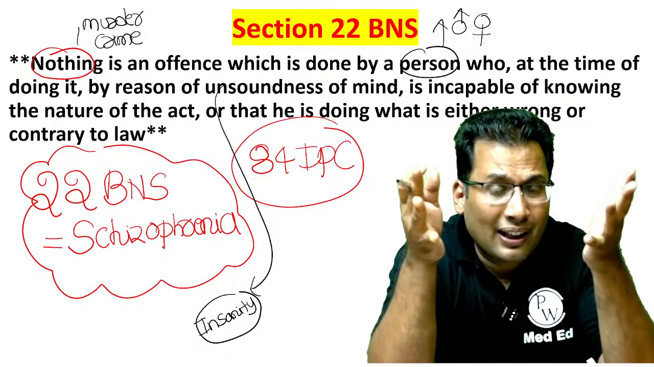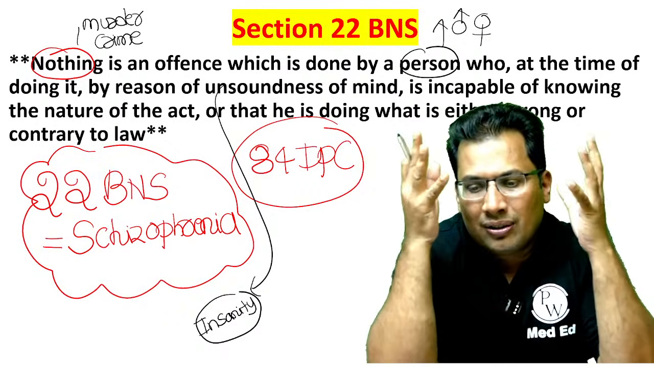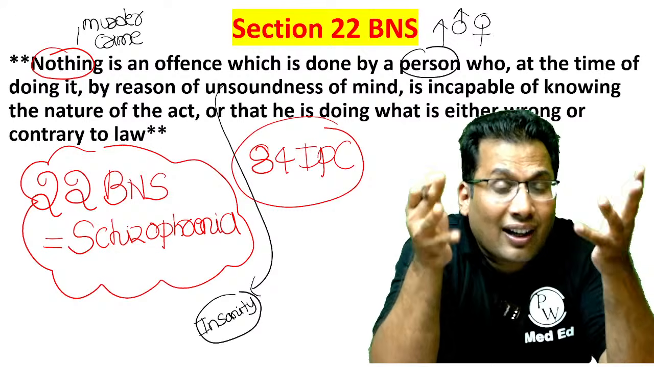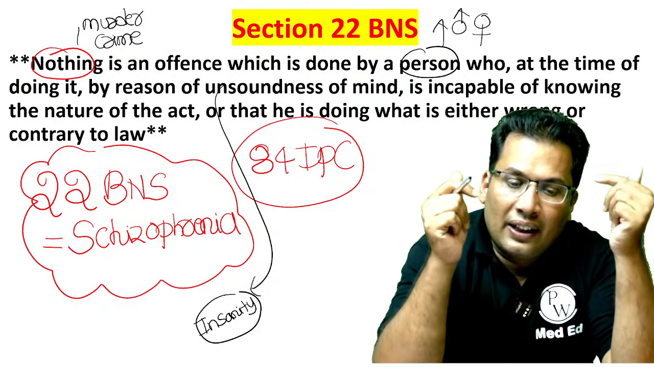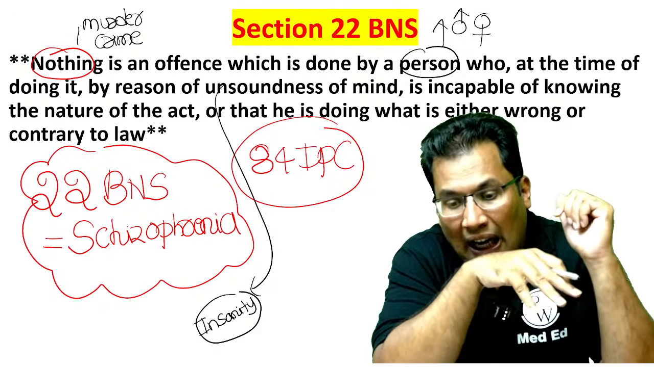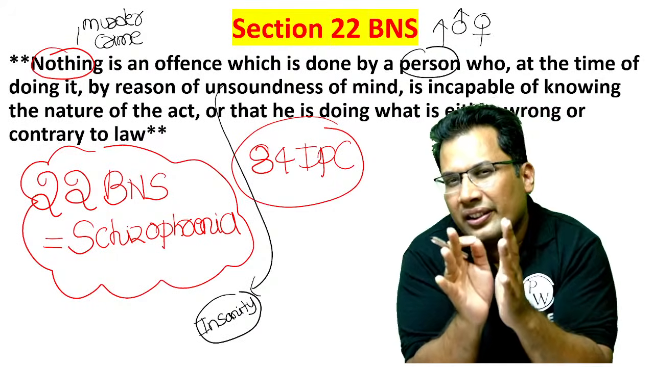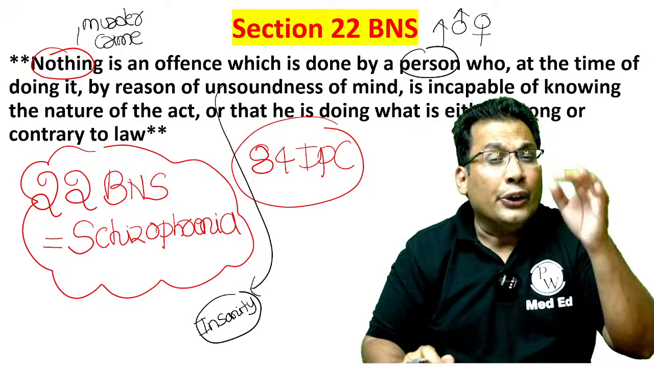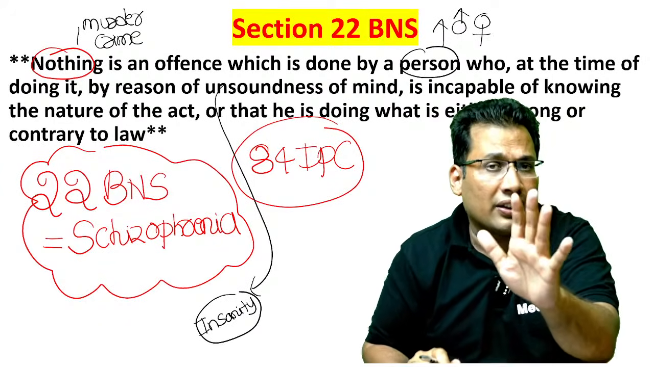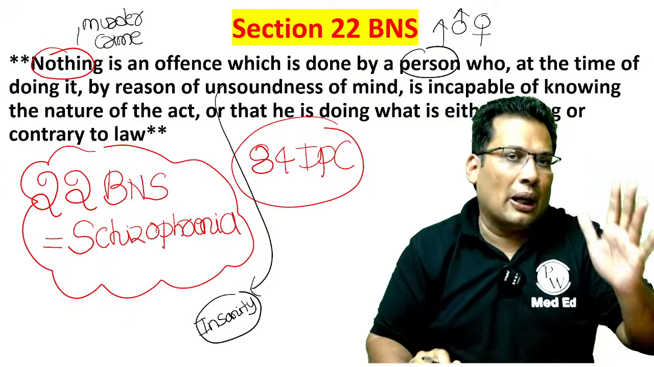So testamentary capacity is absent. So mental capacity to understand the crime is absent. That he is doing what? Either wrong or contrary to the law. This is the standard definition. You must write in your answer sheet to get distinction marks.